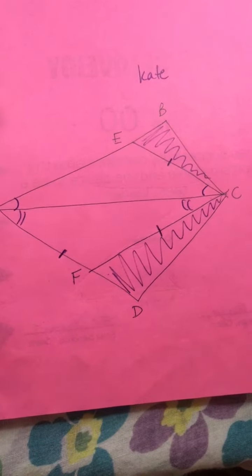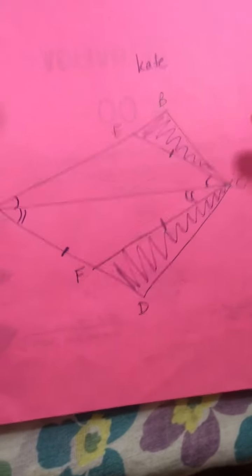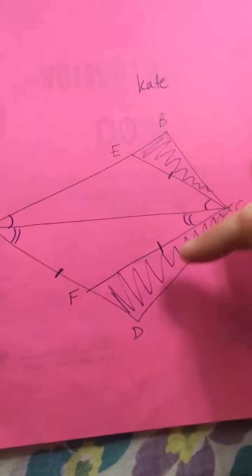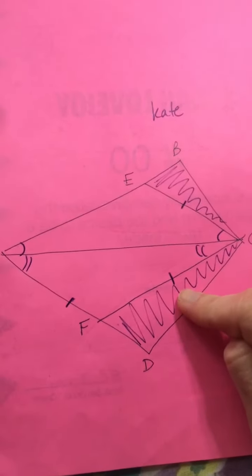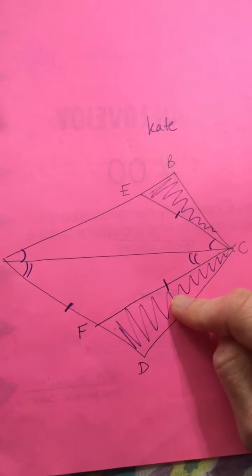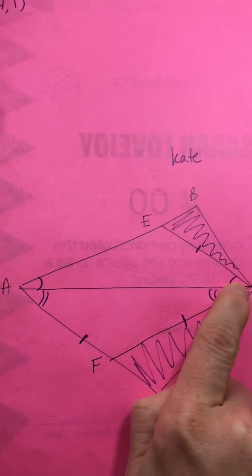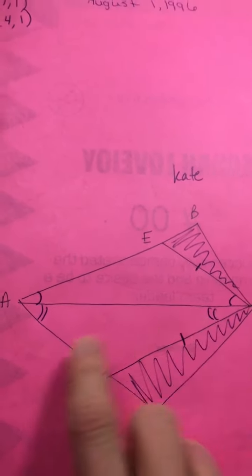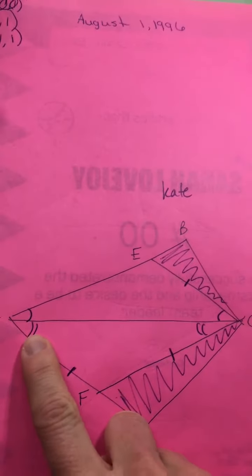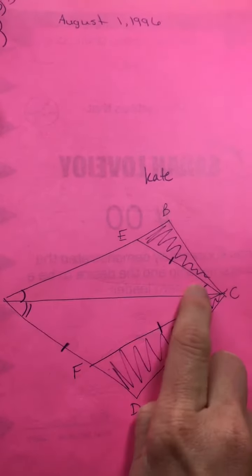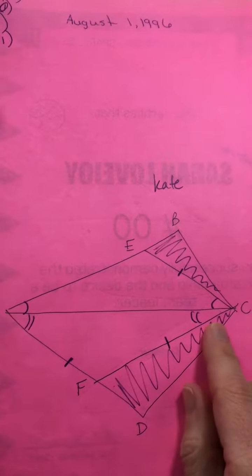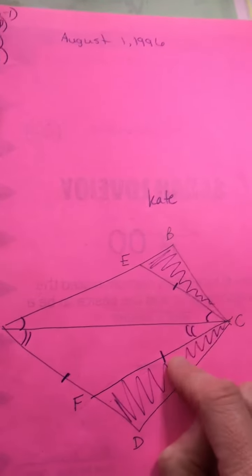Okay, so this is the diagram. They told you that this triangle was congruent to this triangle. Then they told you that this angle was congruent to that angle. They also told you that this angle was congruent to this angle. They told you that EC was congruent to FC because of corresponding parts of congruent triangles are congruent.